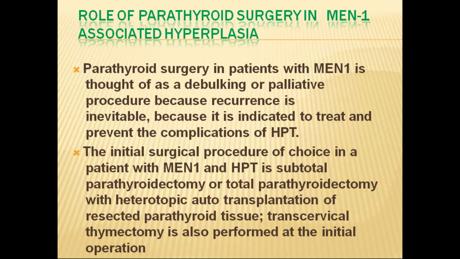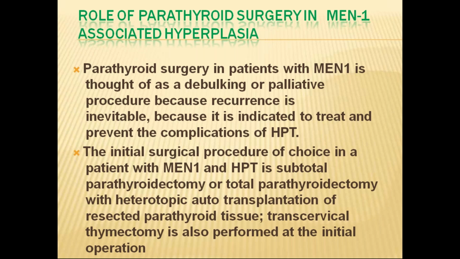And to confirm that you have removed all the four glands, you can aspirate blood from the brachial arm, and you can aspirate blood from the carotid arm, and you compare the levels of parathormone between these two. Okay, if the ratio has consistently fallen down, you can confirm that you have removed all the four glands.